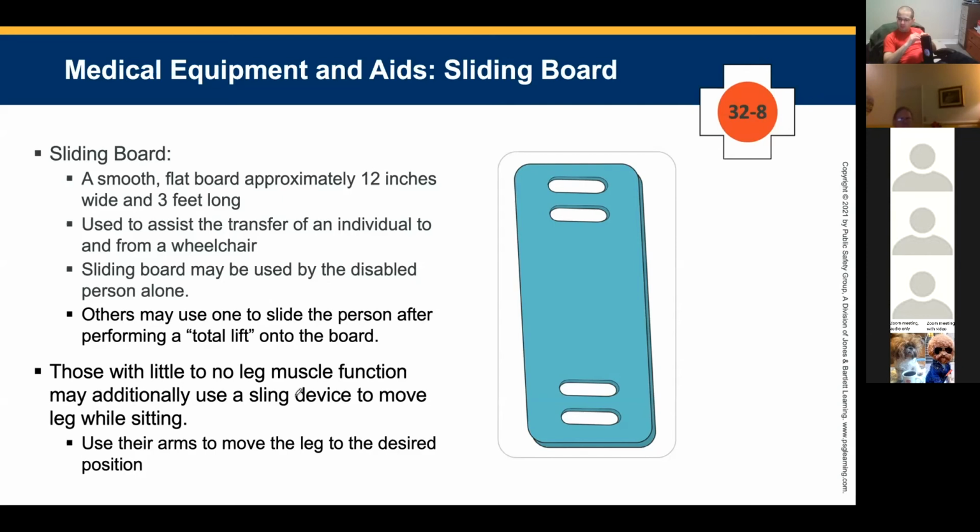All right, so a sliding board. This is a smooth, flat board, approximately 12 inches wide and 3 feet long. This can be used to assist somebody to transfer to a wheelchair, and these may be used by the disabled person alone. Others may use a sliding board or may slide the person after performing a total lift onto the board. And those with little to no leg muscle function may additionally use a sliding device to move while sitting.